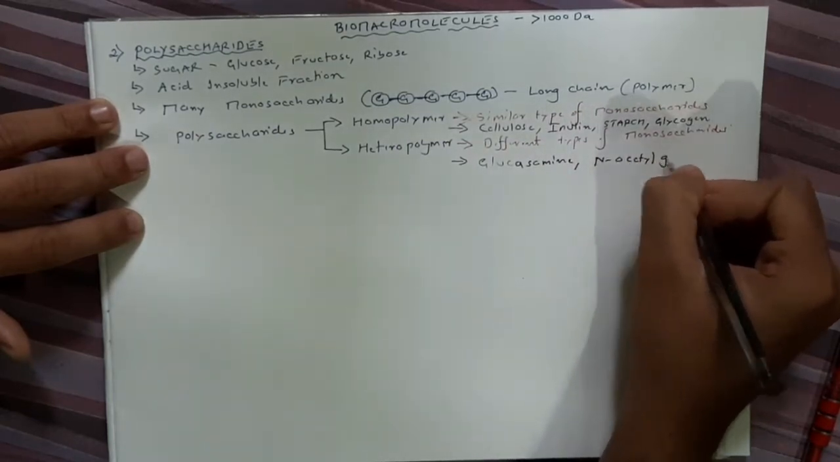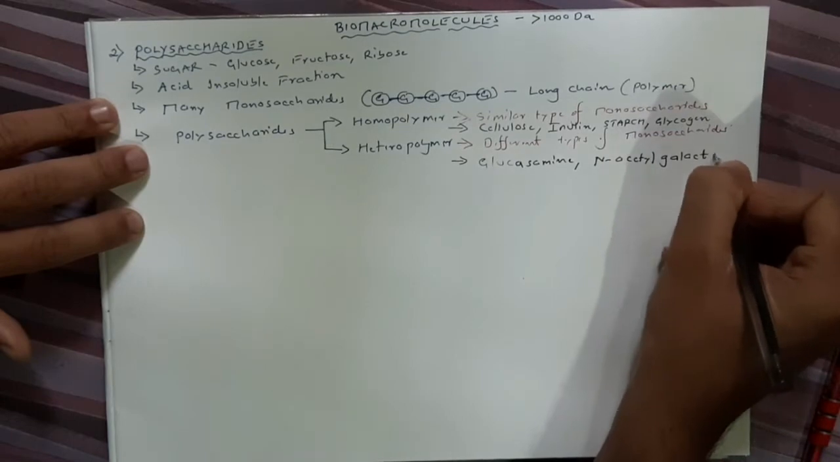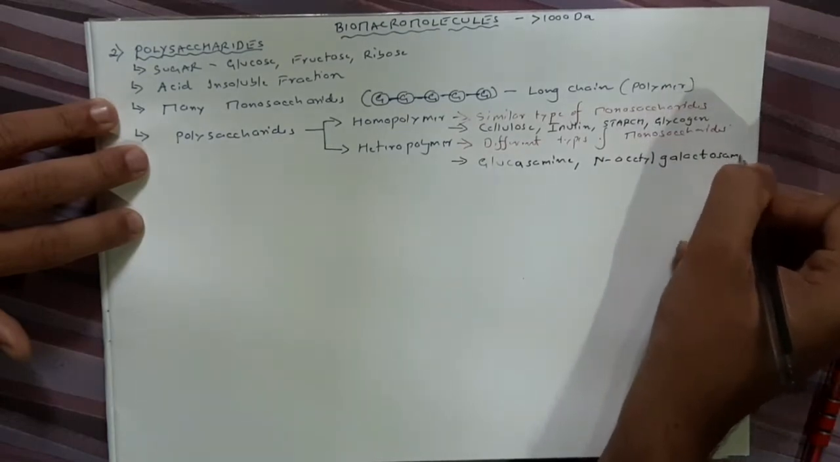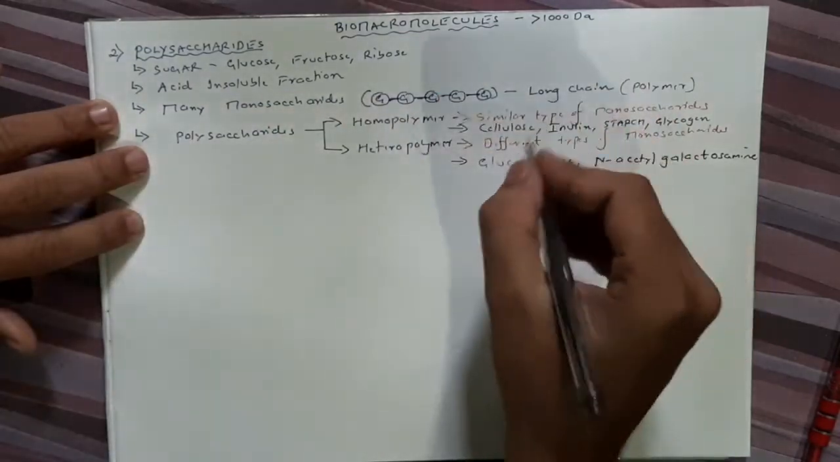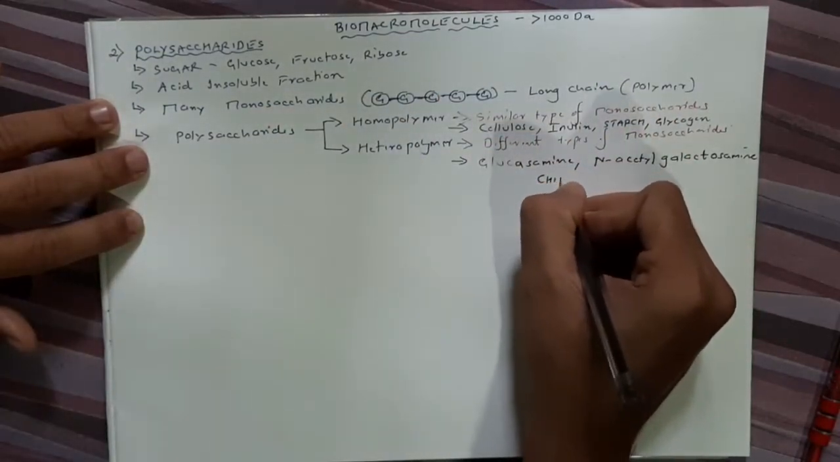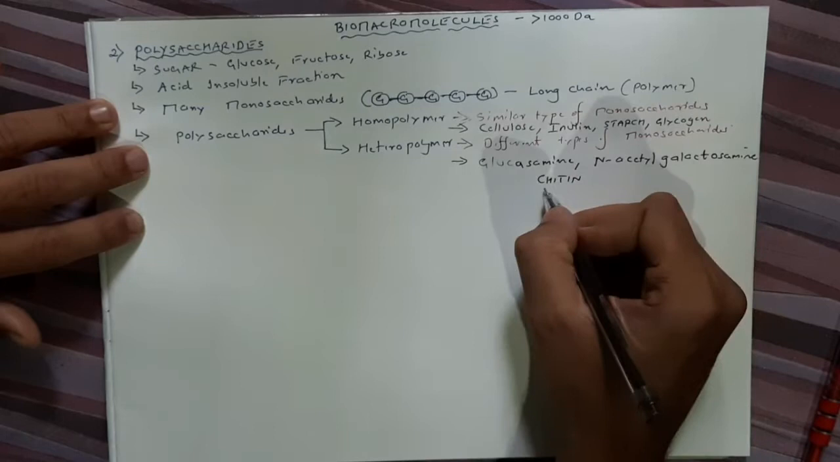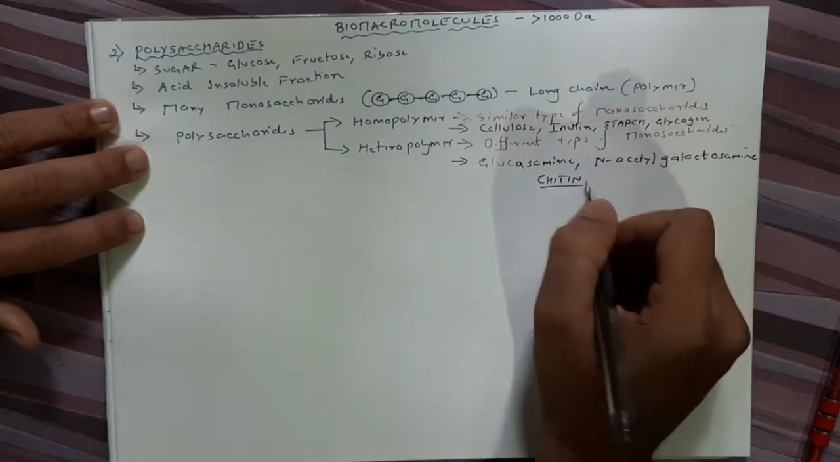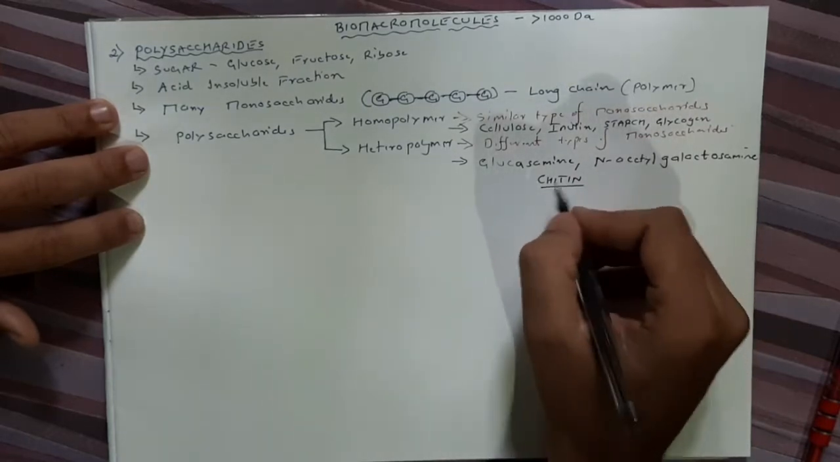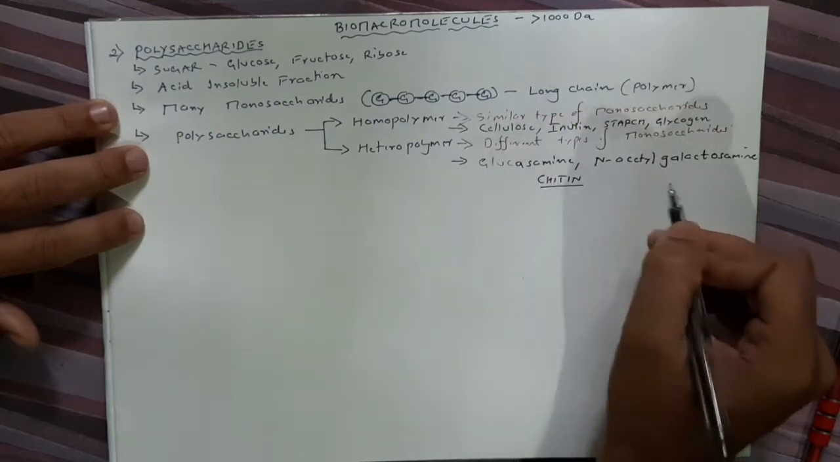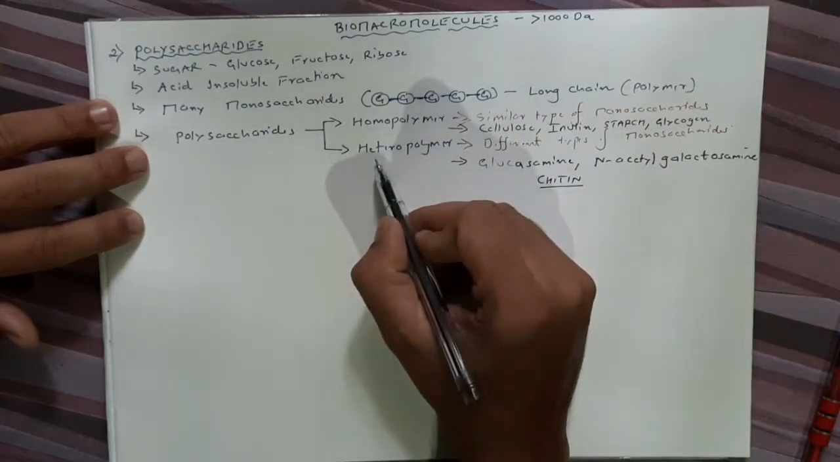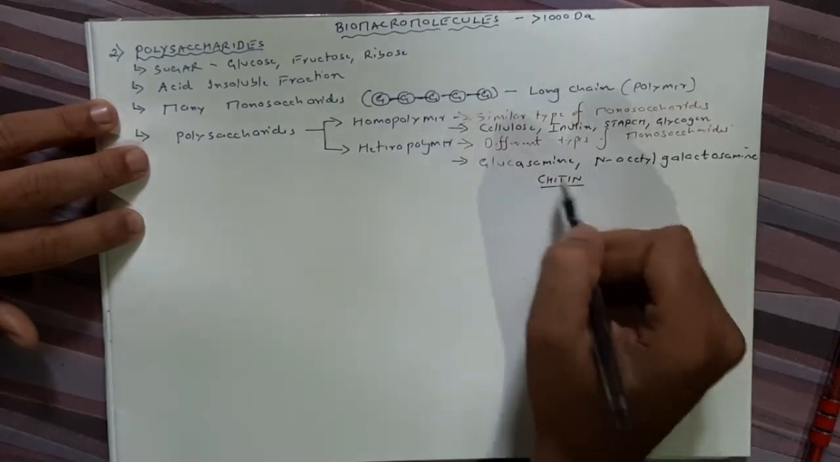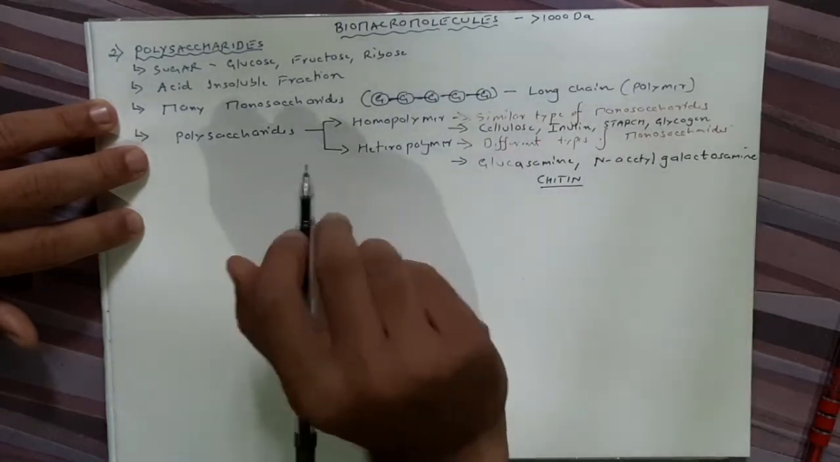N-acetyl galactosamine is the second example. Okay, the next one, the very important one, is chitin. What is chitin? You remember, it is the main component in the exoskeleton of arthropods. Remember this. So glucosamine, N-acetyl galactosamine and chitin are very good examples for heteropolymer. That means these are made up of different types of monosaccharide units.